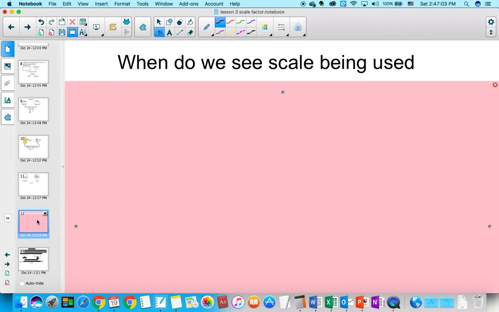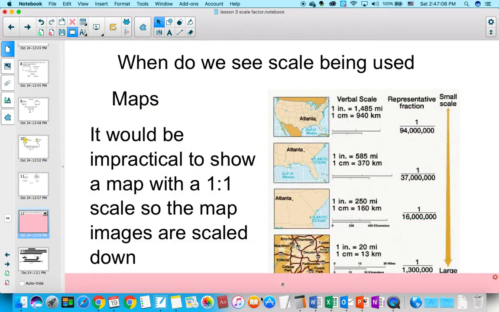So when do we see scale being used in everyday life? Well, maps, right? Maps need to be scaled down. You can't really have a map the size of the United States if you're trying to travel in the United States, right? It would be very impractical to show a map on a 1-to-1 scale because you would actually have to unfold a piece of paper the size of the United States, which defeats the purpose of having a map to begin with. So they scale down the image of the United States or of Canada or whatever country you're trying to get through, and they show you that scale on the map.